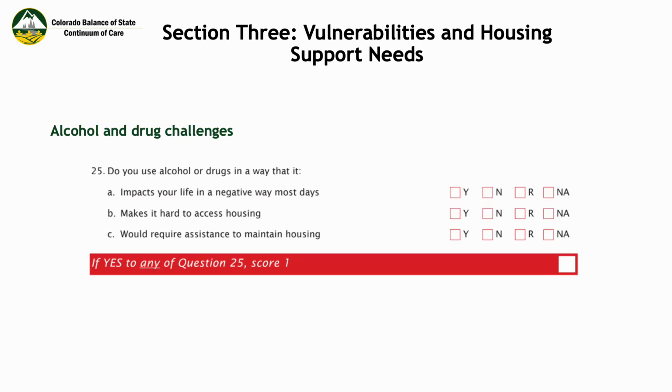Staying in Section 3, Vulnerabilities and Housing Support Needs, question 25 asks about alcohol and drug challenges. Question 25 states, do you use alcohol or drugs in a way that impacts your life in a negative way most days? And you'll notice the responses are yes, no, refused, or non-applicable. Do you use alcohol or drugs in a way that makes it hard to access housing? And do you use alcohol or drugs in a way that would require assistance to maintain housing?